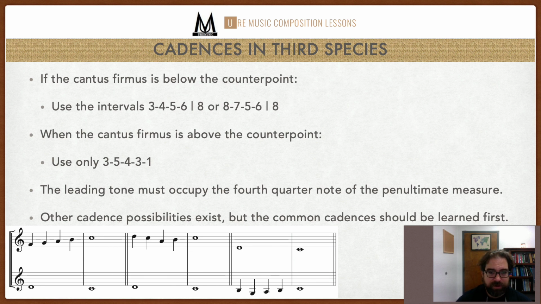So let's talk a little bit about the cadences. If the cantus firmus is below the counterpoint, these are the most common cadences. There are other options, but in the beginning just stick with the conventional cadences, and then you can get a counterpoint text and learn about some of the other options. So you typically want to use the intervals 3, 4, 5, 6, and an octave, or 8, 7, 5, 6, octave if the cantus firmus is below the counterpoint. So here we have 3, 4, 5, 6 goes into an octave. So this is our pretty standard cadence.